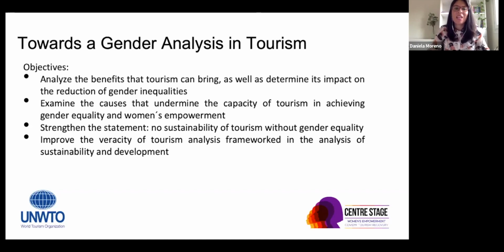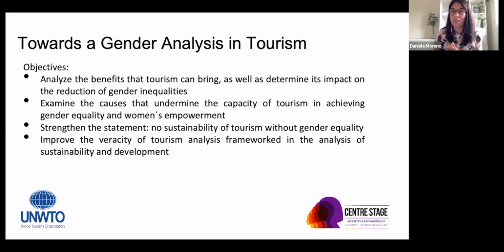It's okay. So now I'm going to offer you some objectives. Towards a gender analysis in tourism, these are the four main objectives that I would like to share with you. The first objective of a gender analysis in tourism is to analyze the benefits that tourism can bring, as well as determine its impact on the reduction of gender inequalities. This is the first objective, right? Then examine the causes that undermine the capacity of tourism in achieving gender equality and women's empowerment.